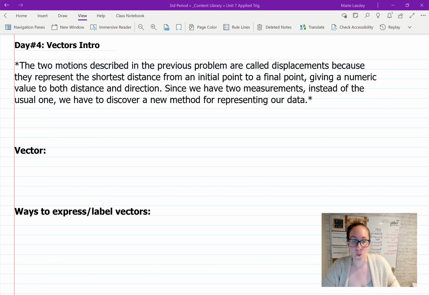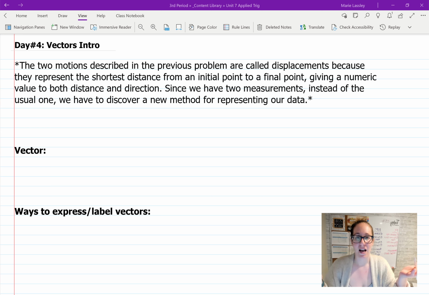All right, I know this is a lot of stuff up here, but this is referring to our warm-up problem, where we had someone walking along a path for a certain length and in a certain direction. That is called a displacement, because it represents the shortest distance from an initial point to a final point. What we're doing in that problem is giving a numeric value to both the distance and direction a person traveled.